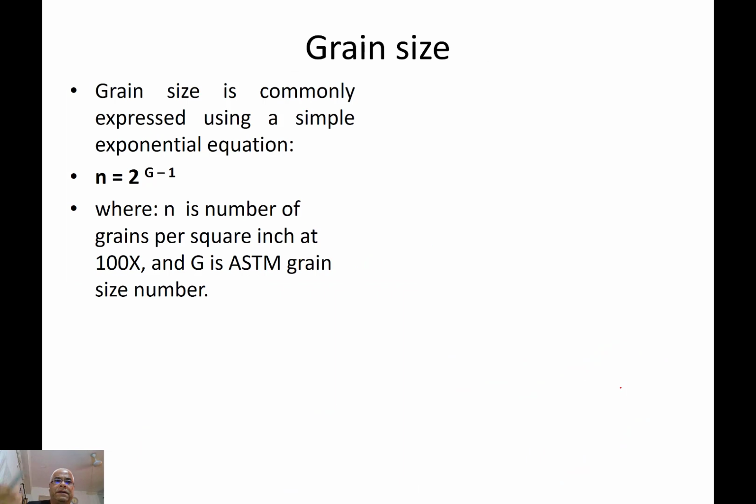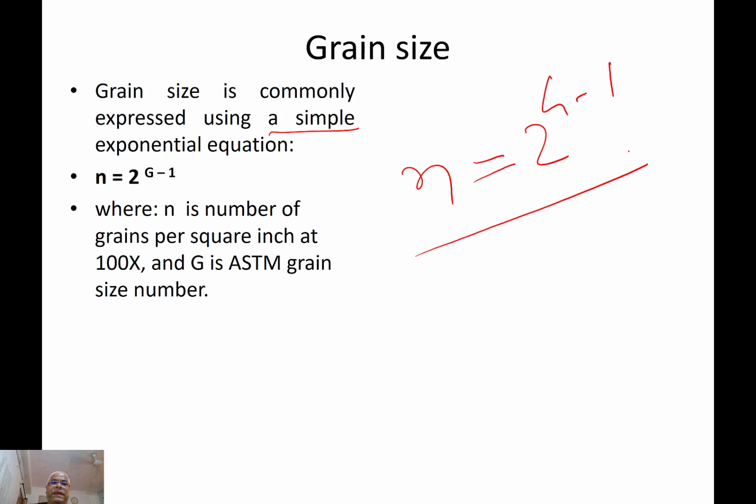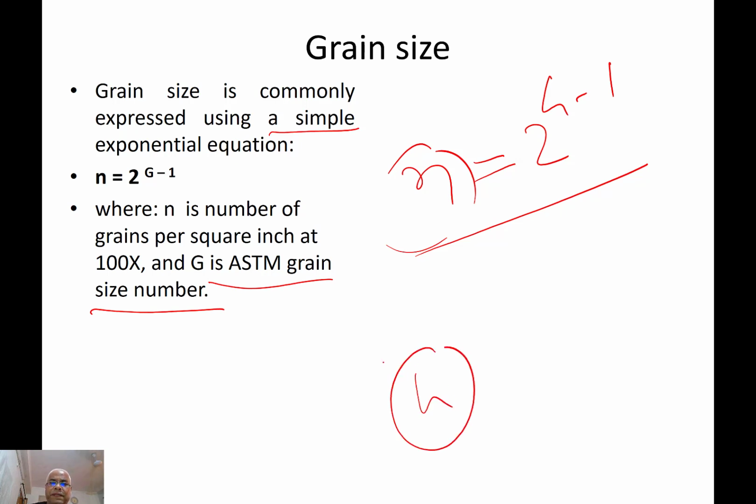So as I have said, according to the ASTM, the grain size is commonly expressed using the simple equation, that is N equal to 2 raised to the power G minus 1. Here N is the number of grains per square inch, G is the ASTM grain size number. So basically we try to determine the value of G using the number of grains per unit area.